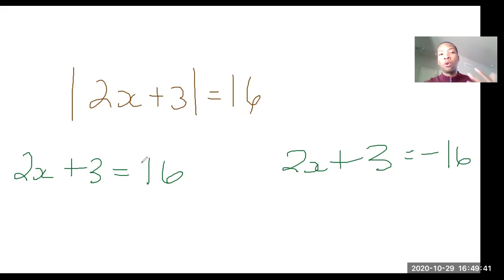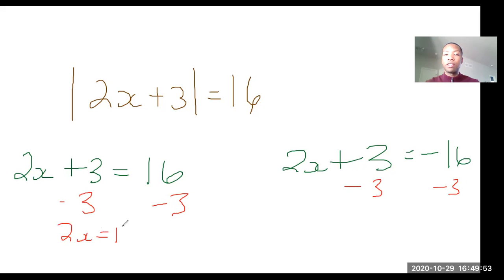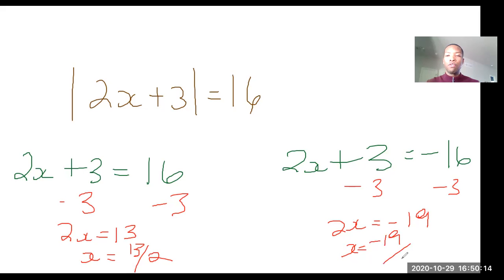Now I solve like I normally solve equations. I do the additive inverse first, and then I do the multiplicative inverse. So I subtract 3 on both sides for both equations. So 2x is equal to 13 on that side, and then on this side, 2x is equal to -19. I do the multiplicative inverse now, so x is equal to 13 divided by 2. And then on this side, x is equal to -19 over 2.